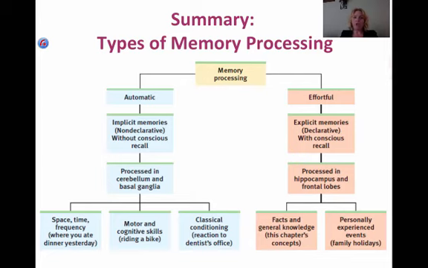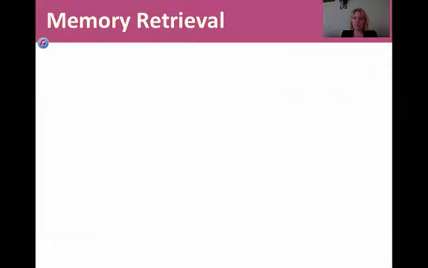So in summary, the types of memory processing, remember, in terms of storage and encoding, we have automatic and effortful. Effortful are things like our explicit declarative memory, processed in the hippocampus and the frontal lobes. These are things like facts and general knowledge and personally experienced events. Now, automatic processing of memory are things like implicit memories, non-declarative, things that don't require conscious recall. They're processed in the cerebellum and the basal ganglia, and these are things like space, time, and frequency, motor and cognitive skills such as riding a bike, and classical conditioning, which is like the reaction to the dentist's office, unless you love the dentist's office.